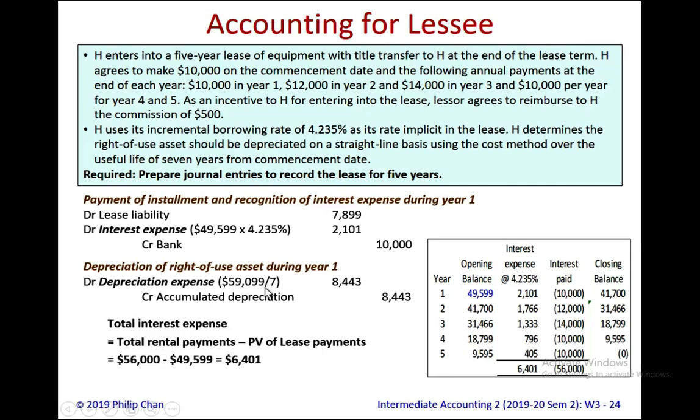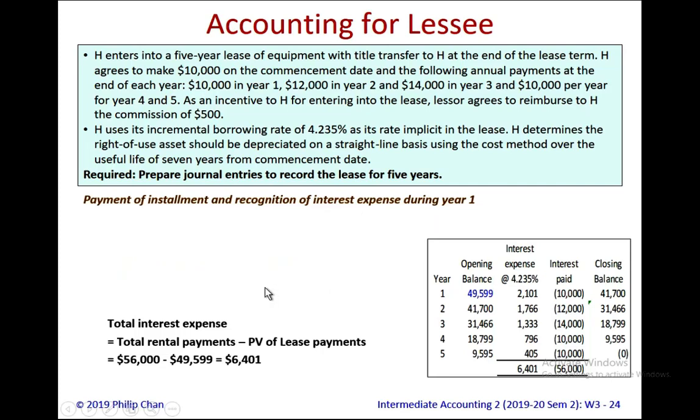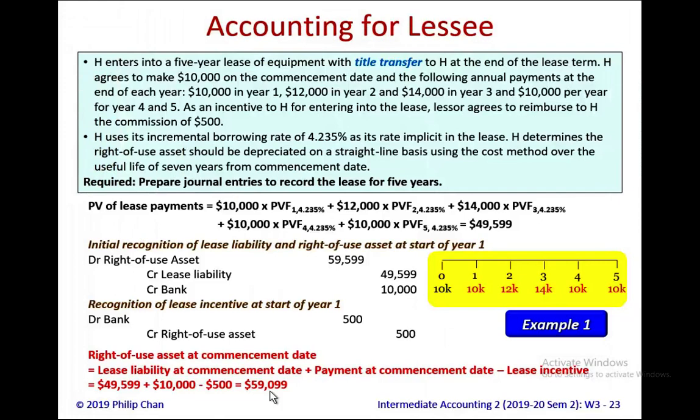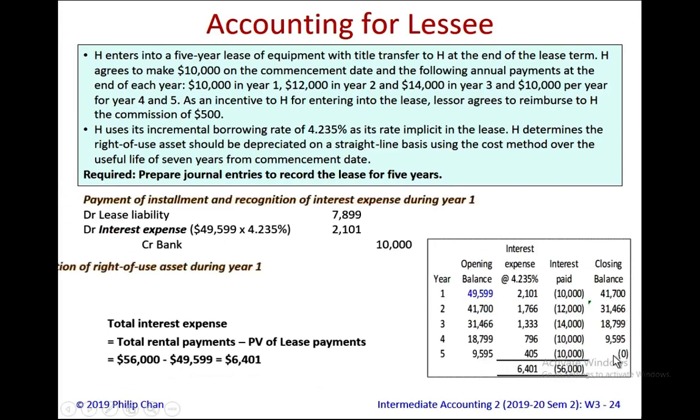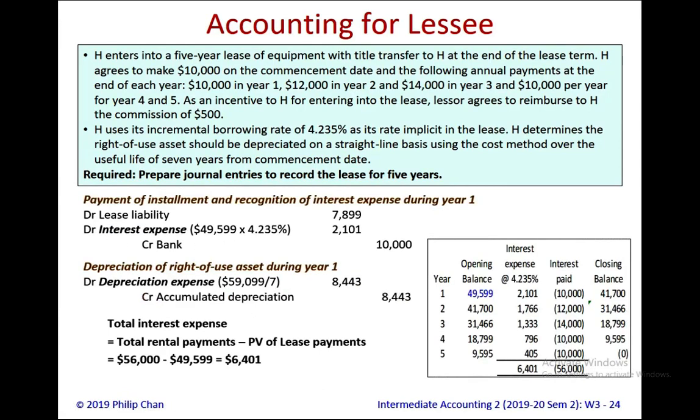Let me show it to you again, which is here, 59,099. And then we go to that page again. So we take that number divided by 7, and then we have 8,443 for the depreciation expense.